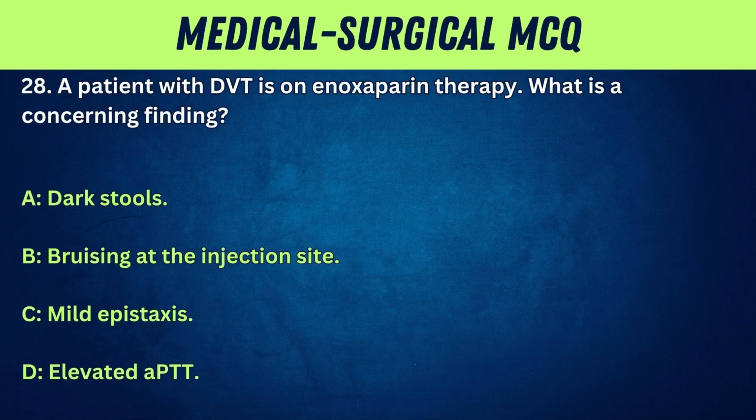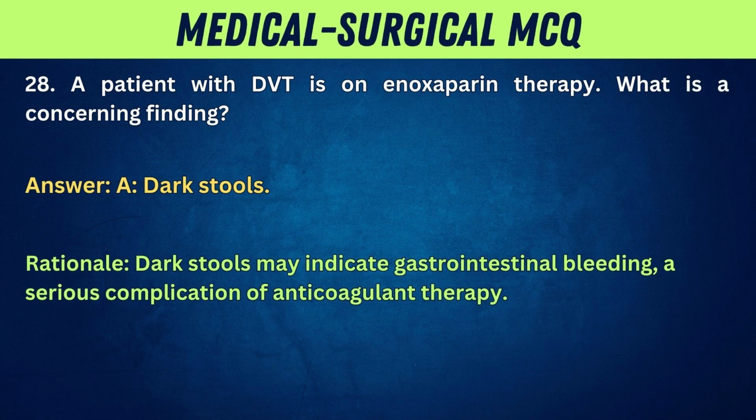28. A patient with DVT is on enoxaparin therapy. What is a concerning finding? A. Dark stools. B. Bruising at the injection site. C. Mild epistaxis. D. Elevated APTT. Answer: A. Dark stools. Rationale: Dark stools may indicate gastrointestinal bleeding, a serious complication of anticoagulant therapy.